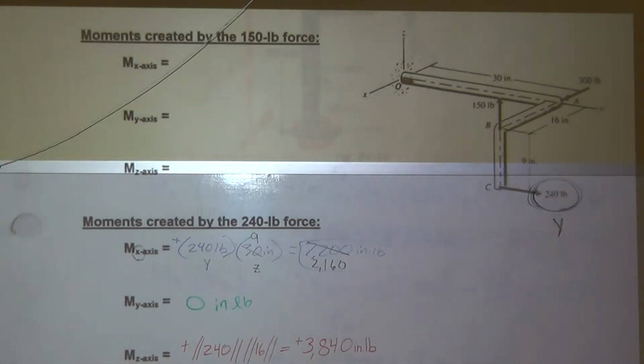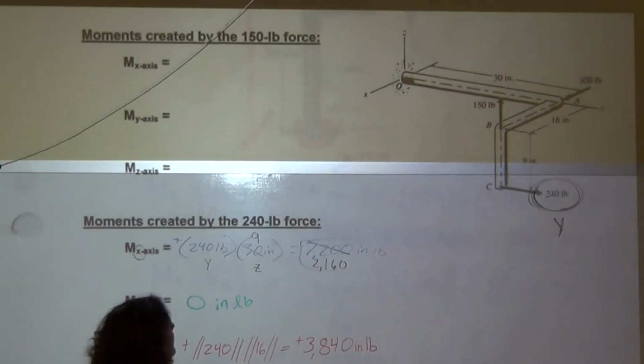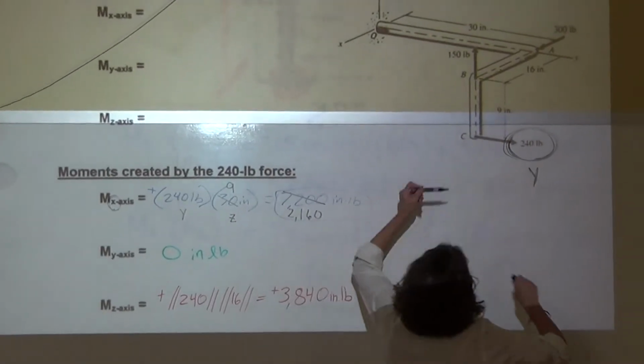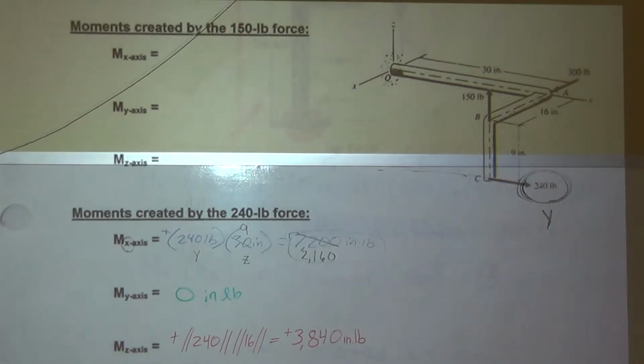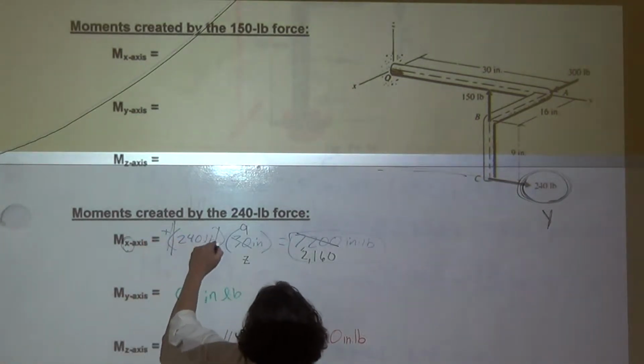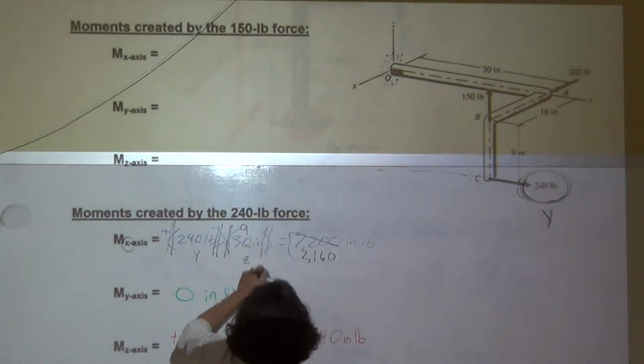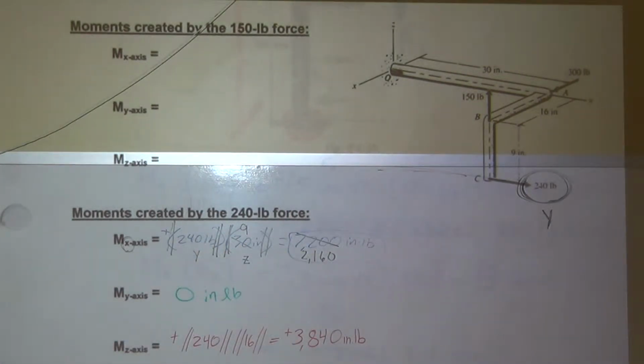So the 240 is in the Y. We're trying to find the moment about the X. So if you extend this line, it's going underneath the X, right? And the perpendicular distance is 9. So it's the absolute value of 240, absolute value of 9, and then how do you determine the direction? You put your fingers in the direction of force, the 240, palm goes towards X, and is your thumb pointing in the positive or negative X direction? The positive X direction, so it's a positive.